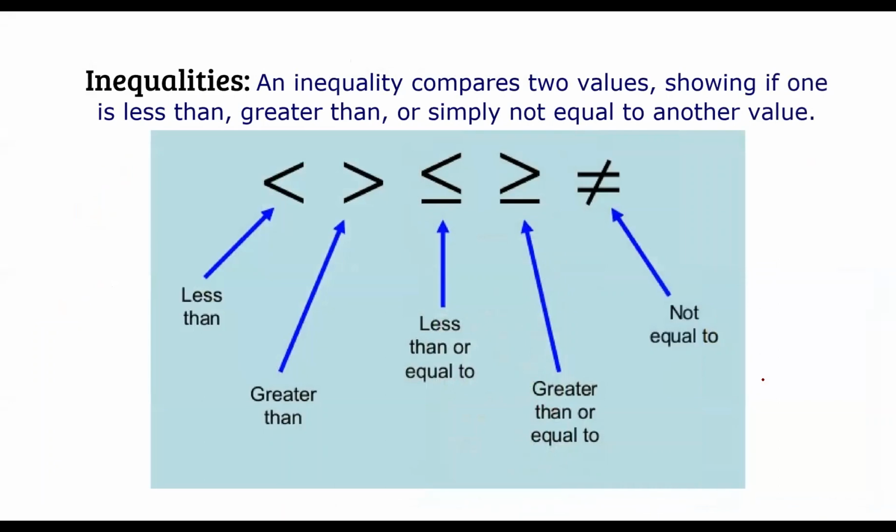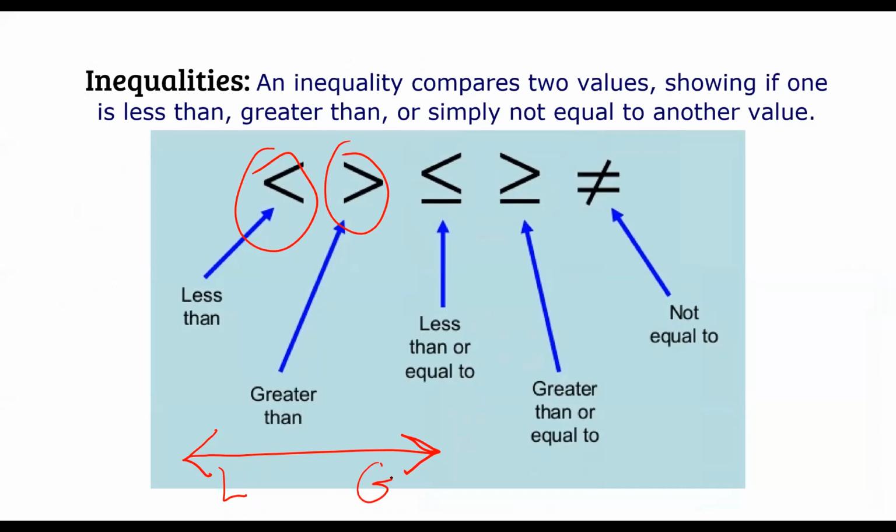Inequalities, here's the definition. An inequality compares two values, showing if one is less than, greater than, or simply not equal to another value. These are all the symbols that you're going to need. Less than sign, we know that already. The greater than sign. Guys, remember that I taught you it's like the number line? Okay, and we said L to the G. The less than sign points to where the number line gets less. Think of it like an arrow. And the greater than sign points to where the numbers get greater on the number line. And it works out so beautifully because we're LG and it's L to the G.